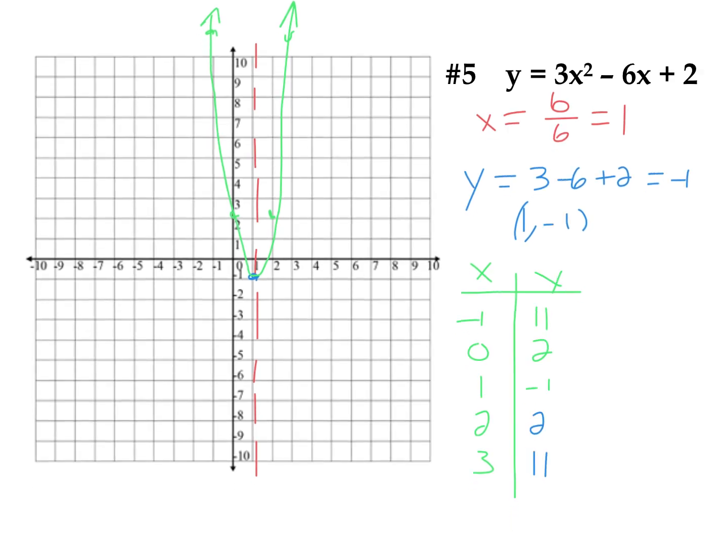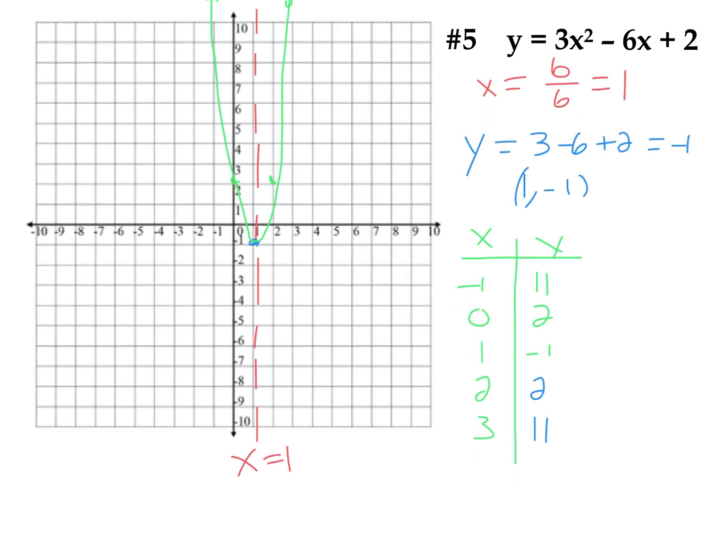My axis of symmetry is x equals 1. My vertex, the point right here, is the point 1 comma negative 1. So we've got our axis of symmetry, x equals negative b over 2a. Plug that value in to get the y value of the vertex. This x value will always be the x value of the vertex. Plugging it in gives us the y value of the vertex. That gives us the middle of our parabola, the middle for our table of values. Then we plug in a couple points on either side, so we have other points to graph.